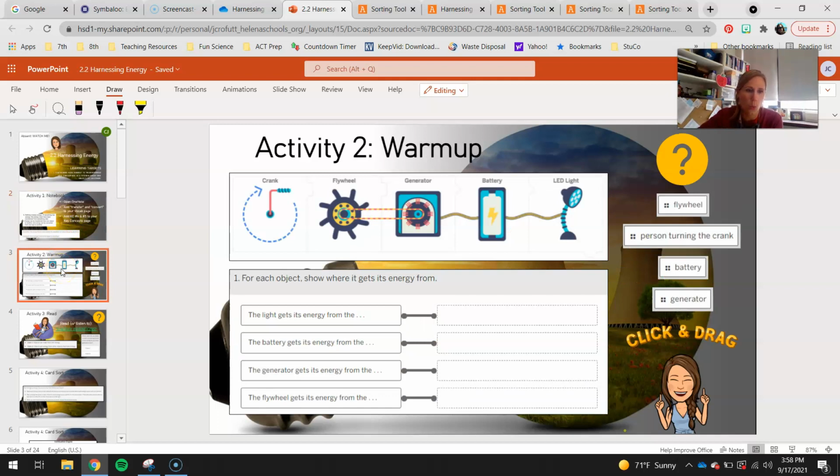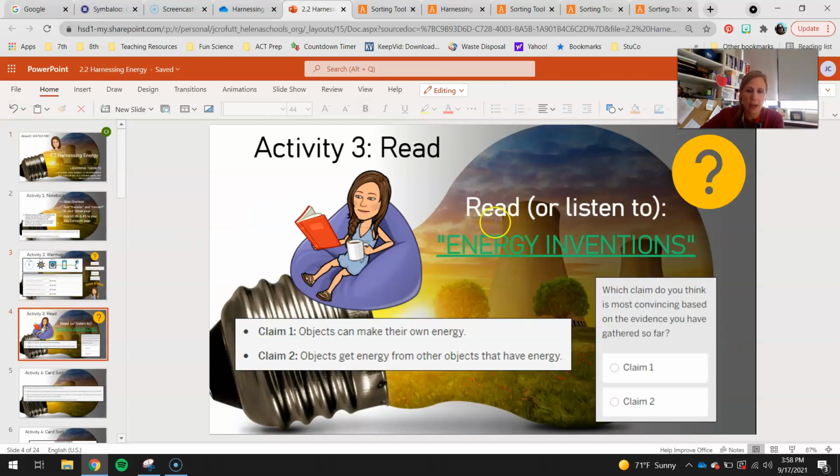Moving right into our warm-up, we have this little matching activity. Over here are the words you guys are going to match. Here is a screenshot of a system built in the simulation. And your goal is to identify where the objects listed here have gotten their energy from. So the first one is the light gets its energy from. So you guys would look, here's your light, and you're looking at where it directly gets its energy from. So in this case, the battery. So you would click and drag the battery into this spot right here. So that's your first little section for you guys. Pretty easy little warm-up.